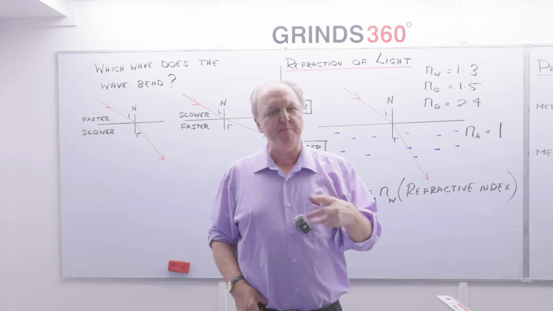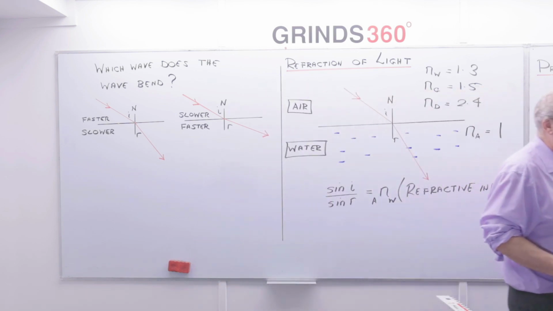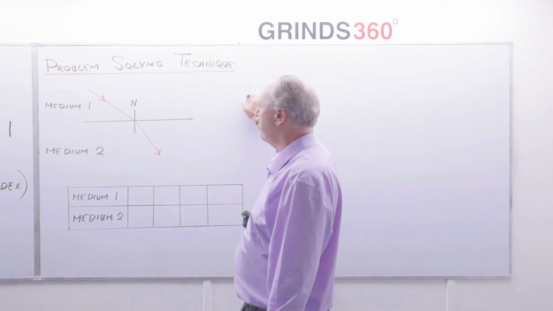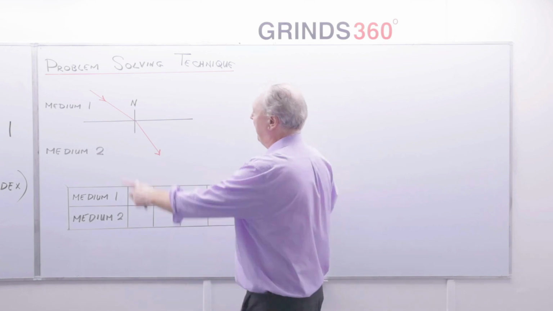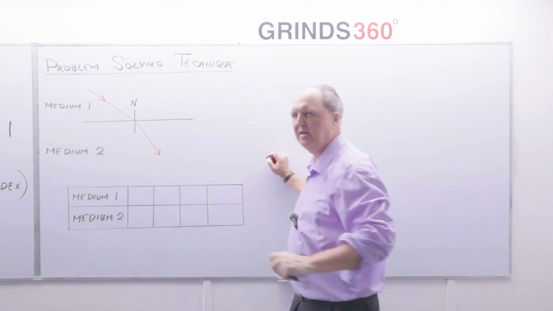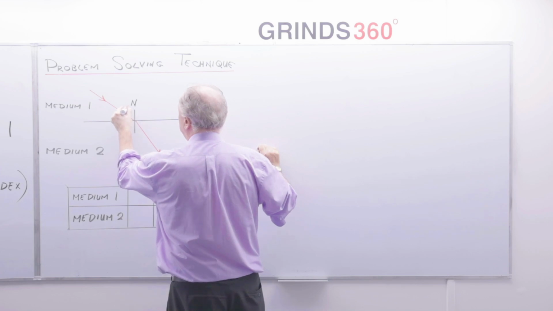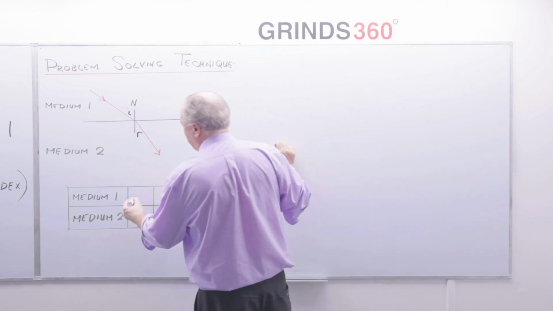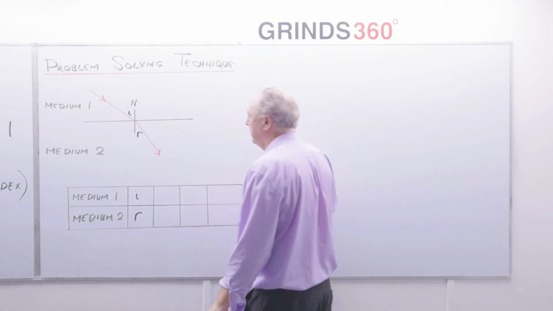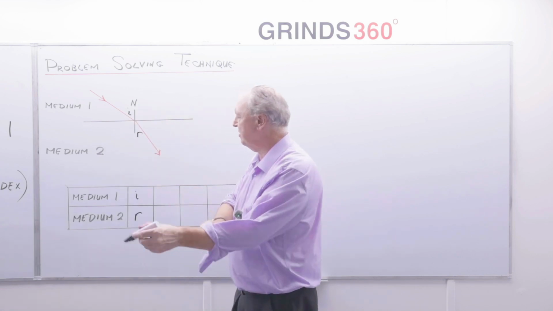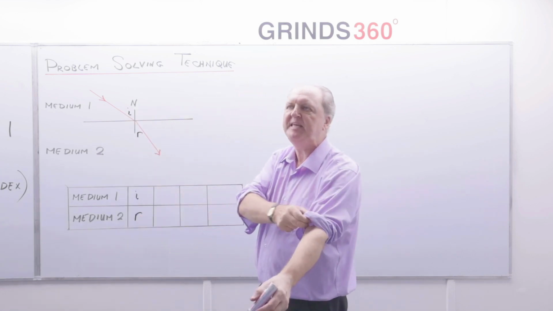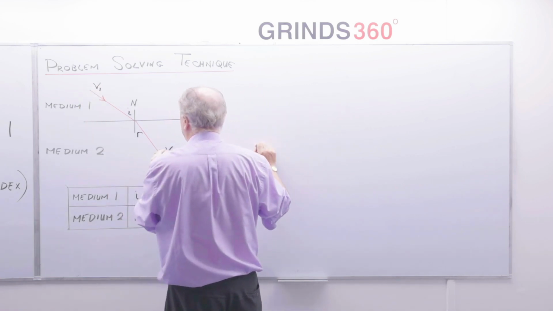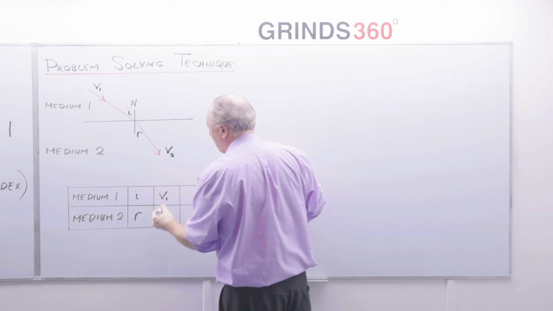Let's talk about the problem-solving techniques for refractive indices. So here I have a ray of light going from medium 1 into medium 2. There's the incident ray, there's the refracted ray. The incident ray makes an angle of incidence to the normal, and the refracted ray, the angle of refraction. In my table, we may be given values for I and R. So I is in medium 1 and R is in medium 2. You may also be given the speed of light in each medium. So the speed of light there is called V1 and the speed of light in medium 2 is called V2. So you may be given V1 and V2.